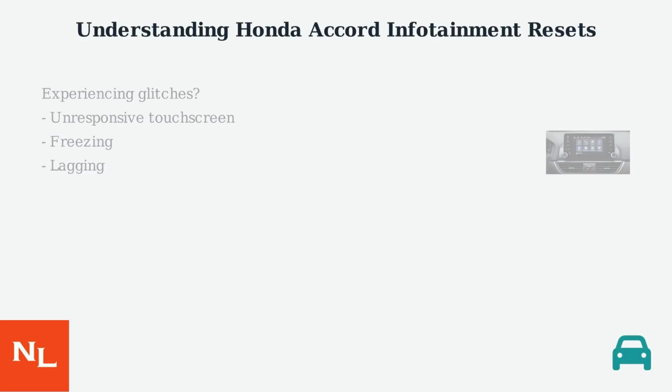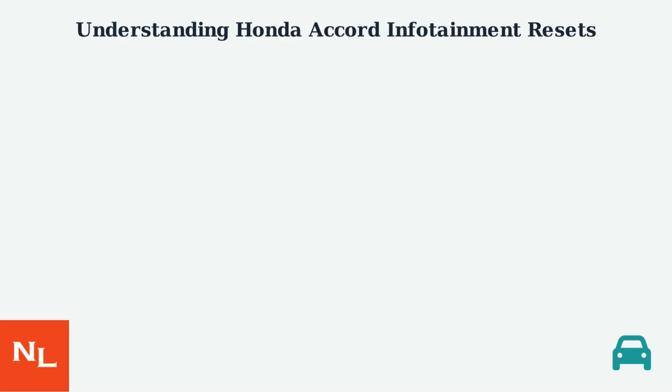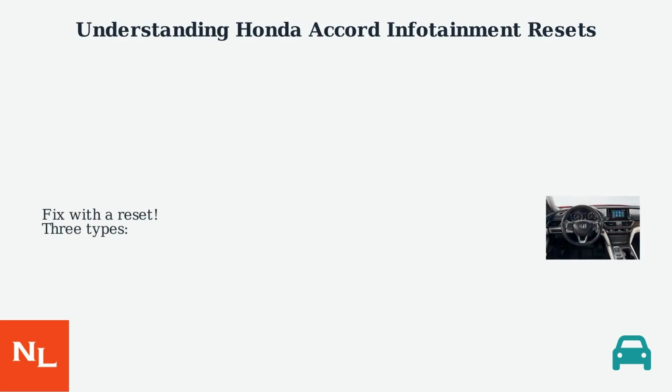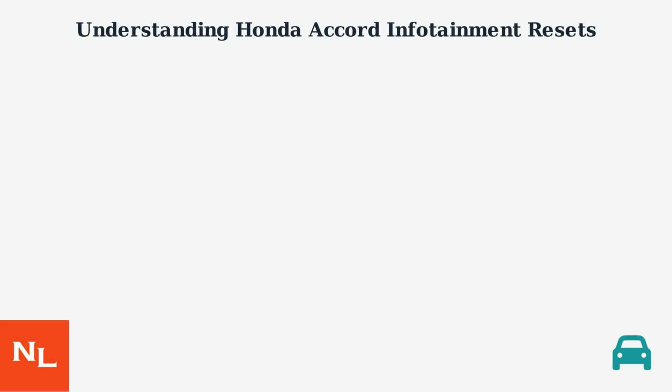Experiencing glitches with your Honda Accord's infotainment system? You're not alone. Many users encounter unresponsive touchscreens, freezing, or lagging. The good news is, often you can fix these problems yourself with a reset. There are three main types of resets.